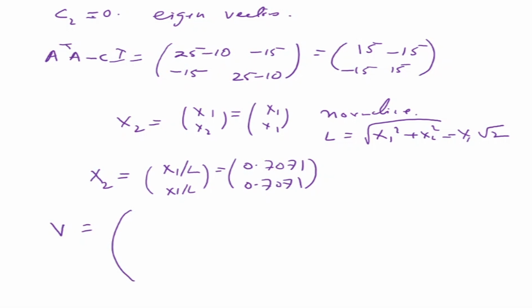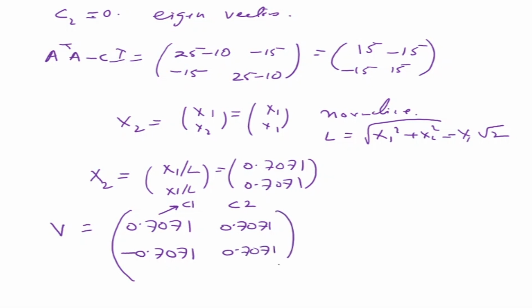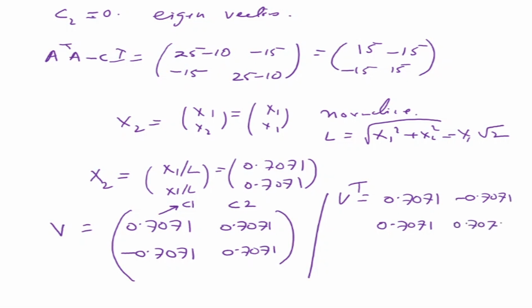V is equal to 0.7071 and minus 0.7071, which corresponds to eigenvalue C1, and 0.7071 and 0.7071, which corresponds to eigenvalue C2. So this is my V. If I take the transpose of V, what I get is 0.7071, 0.7071, and here it is minus 0.7071 and 0.7071.